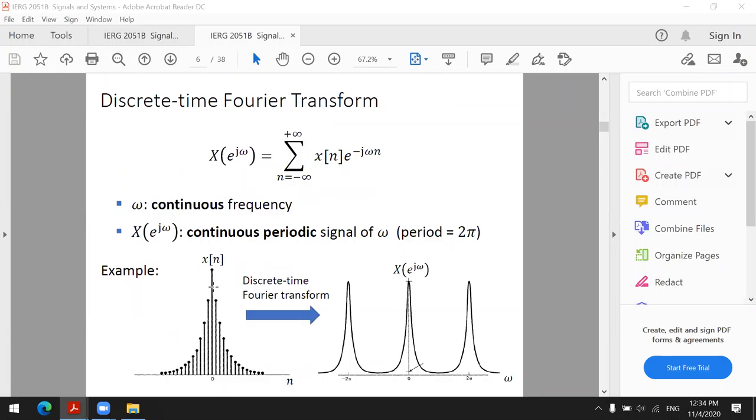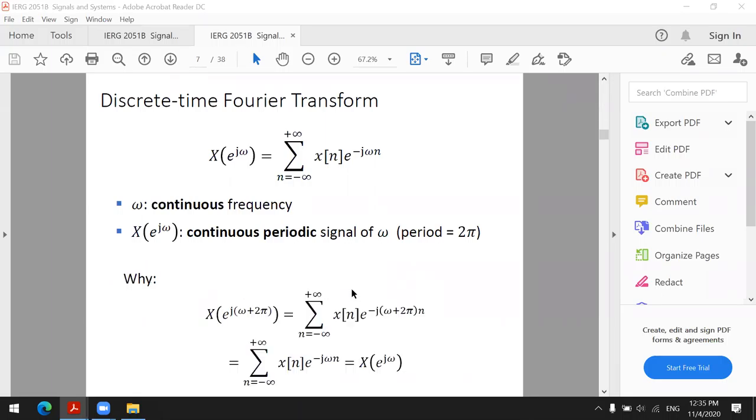So let's look at an example. We have a discrete time signal x of n. You can see x only has values defined on integers n. But after the discrete time Fourier transform, it is a continuous signal on frequency omega. So omega is a continuous frequency, even for the discrete time Fourier transform. And in particular, it is a continuous periodic signal. The fundamental period is 2 pi. As we can see from this figure, the pattern repeats at 0, 2 pi, minus 2 pi. So the period is 2 pi.